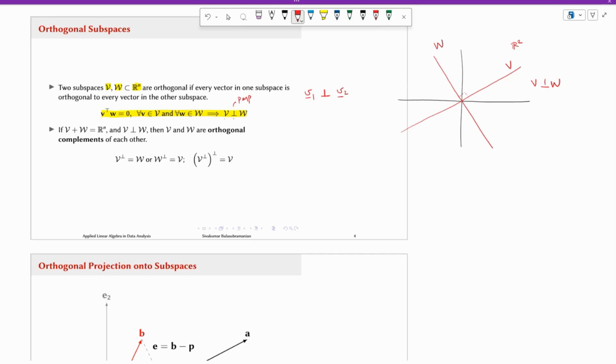Now, if you talk about R3, let's say I take the XY plane. Does the XY plane form a subspace of R3?